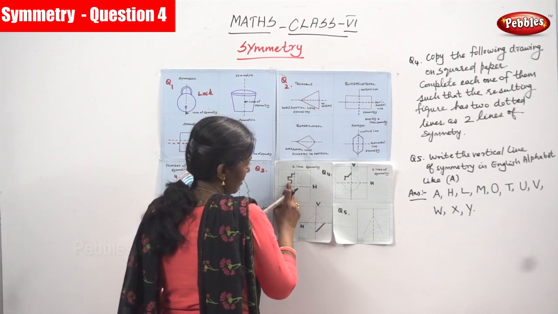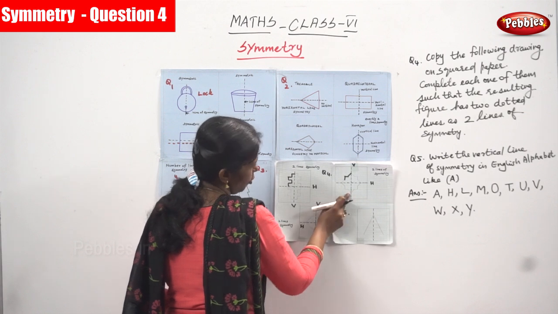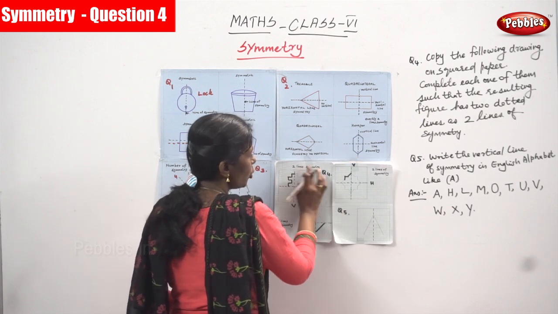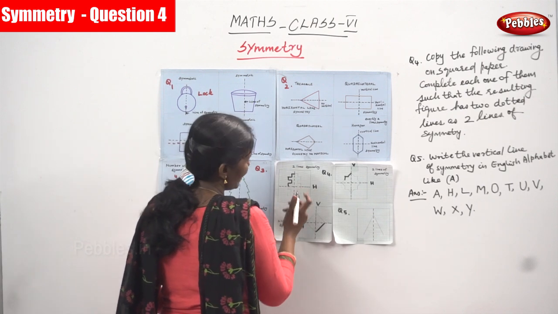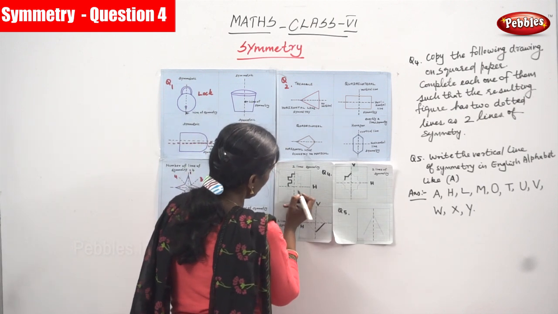So this is an incomplete picture. This is also an incomplete picture. So you have to complete them. That means I'm going to complete the picture with two lines of symmetry. So the remaining part I have to do.